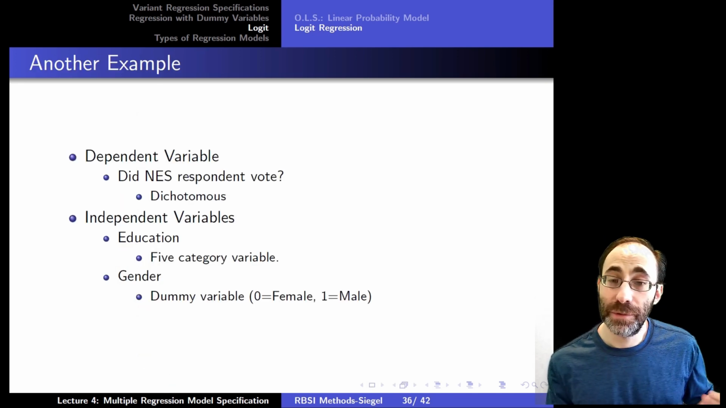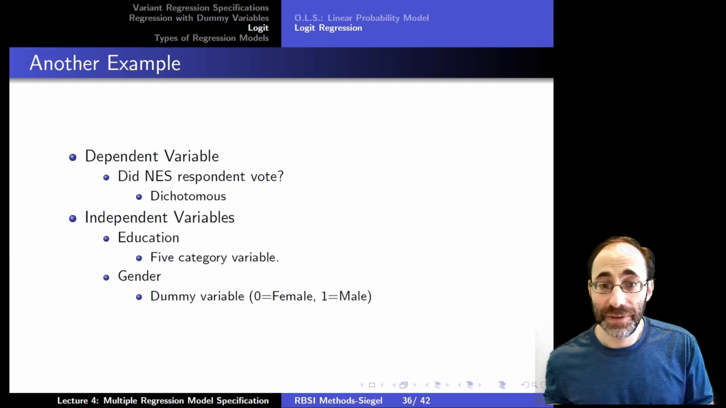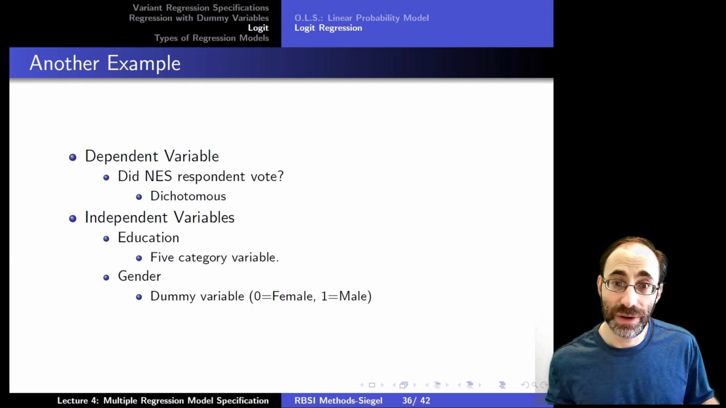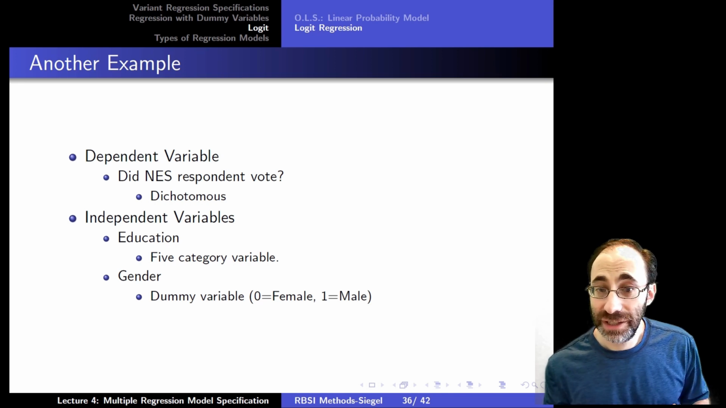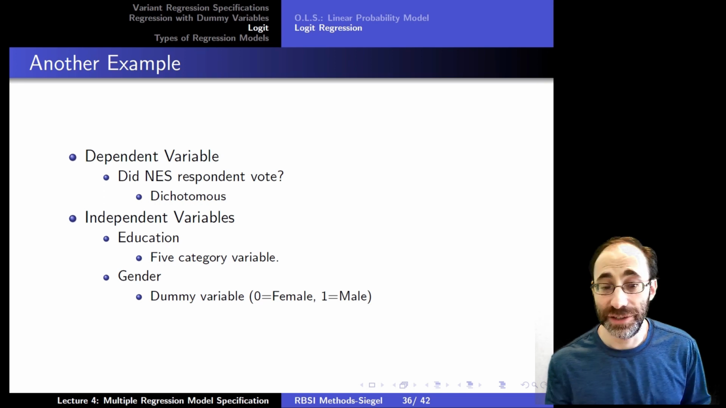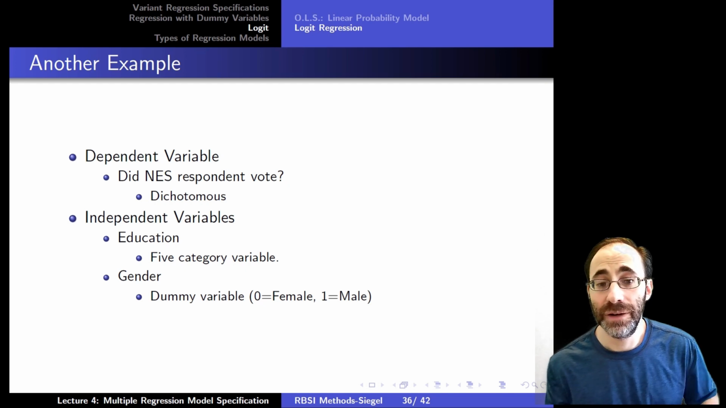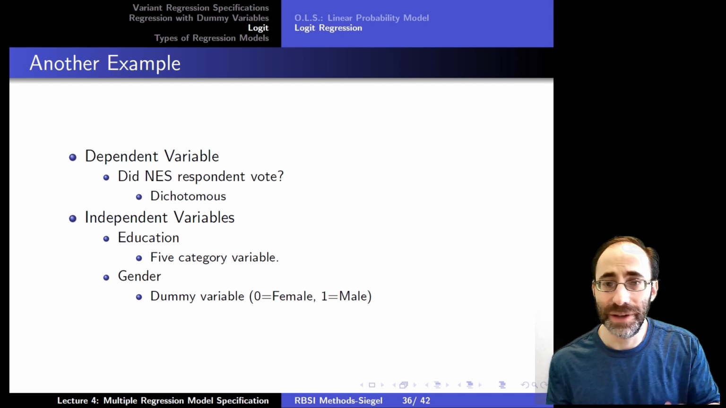So one more example to conclude this module. The dependent variable here is, did a particular respondent in the National Election Survey study vote? It's dichotomous, 0 or 1, not vote or vote. The two independent variables here are education, which is a five category variable, and gender, which is a dummy variable, taking the values of 0 or 1 for female or male. I think we actually switched it in the next one, so sorry. I think 1 was female here.